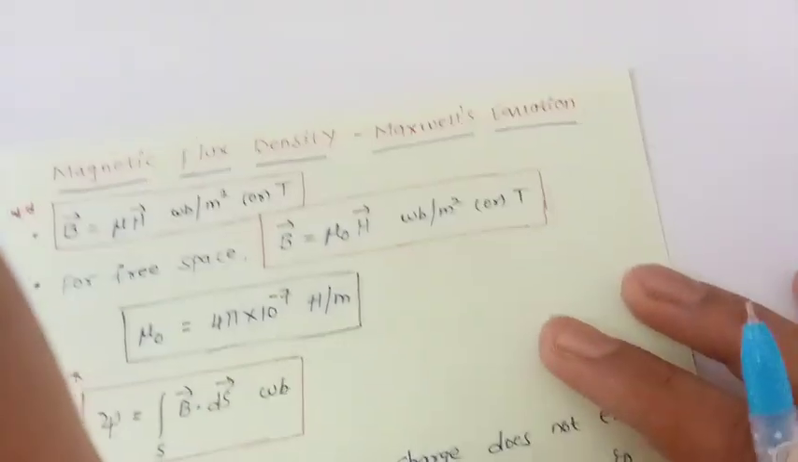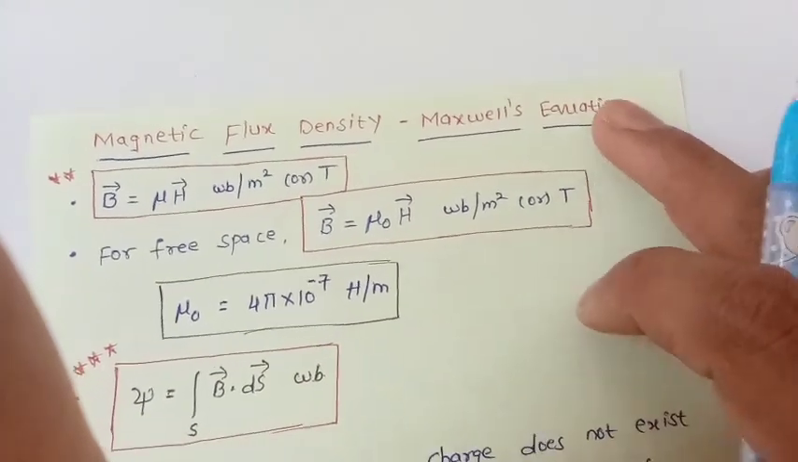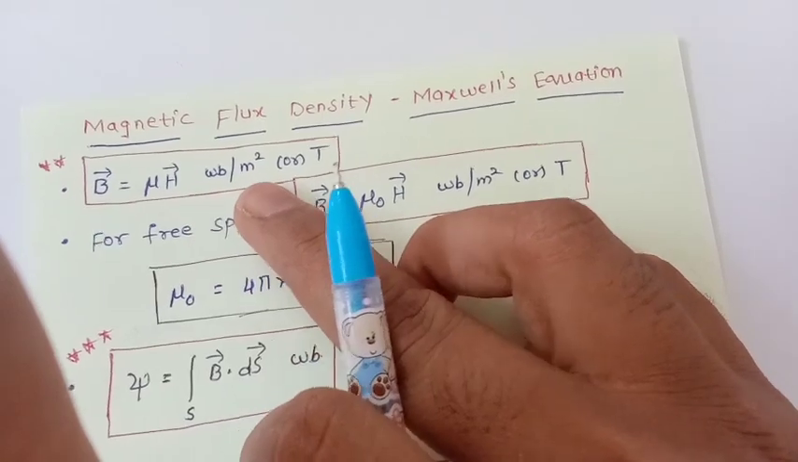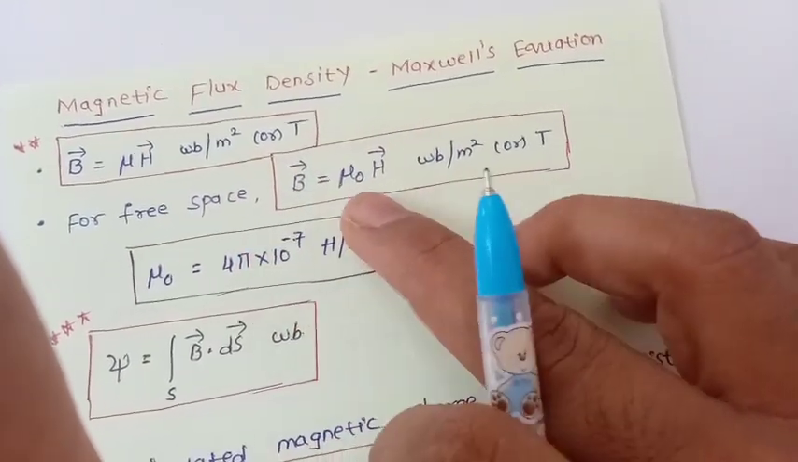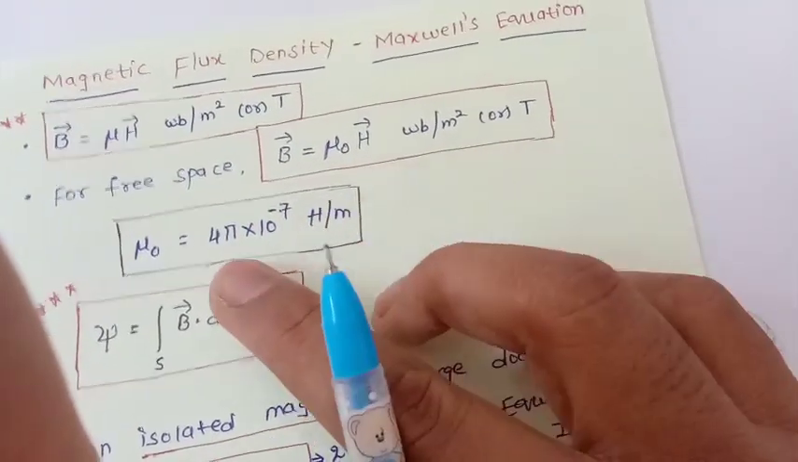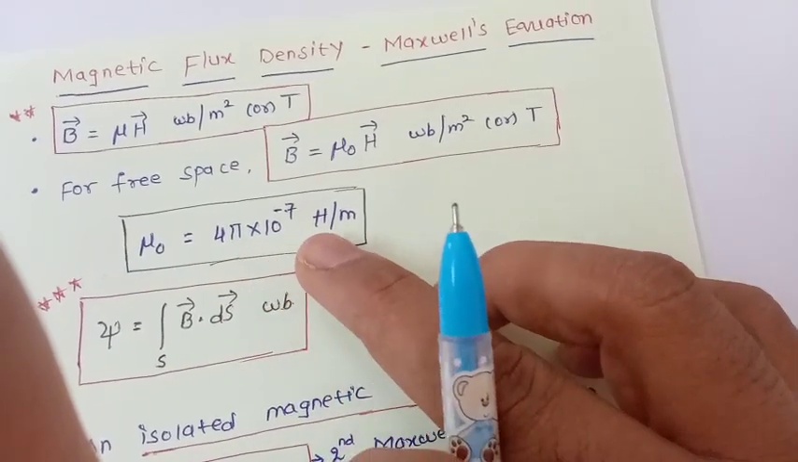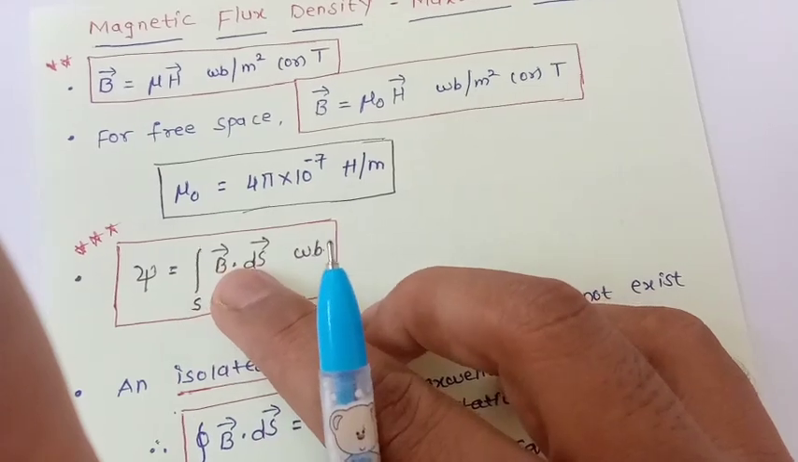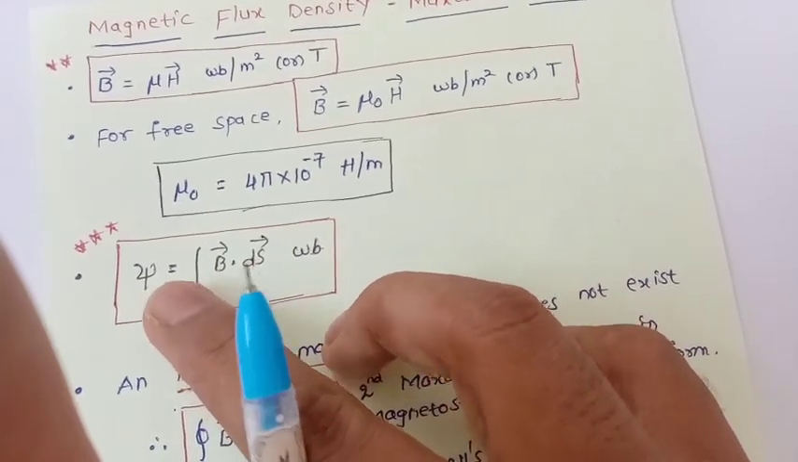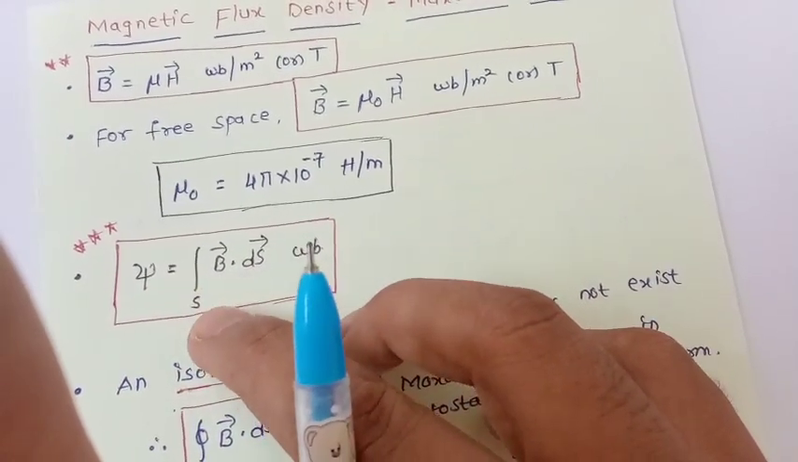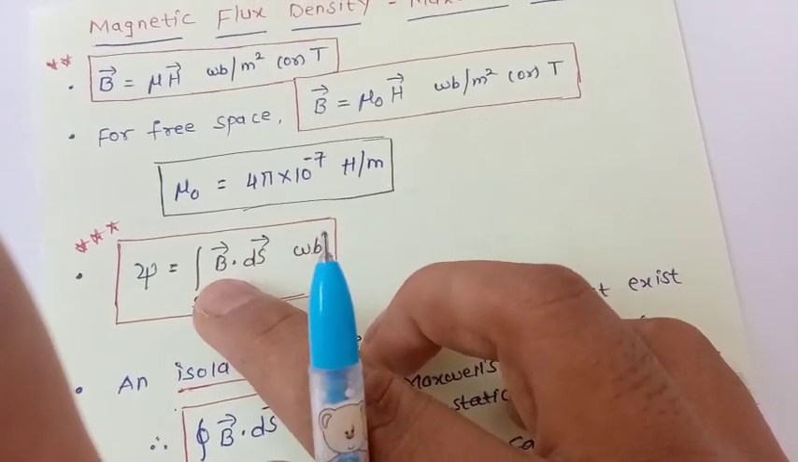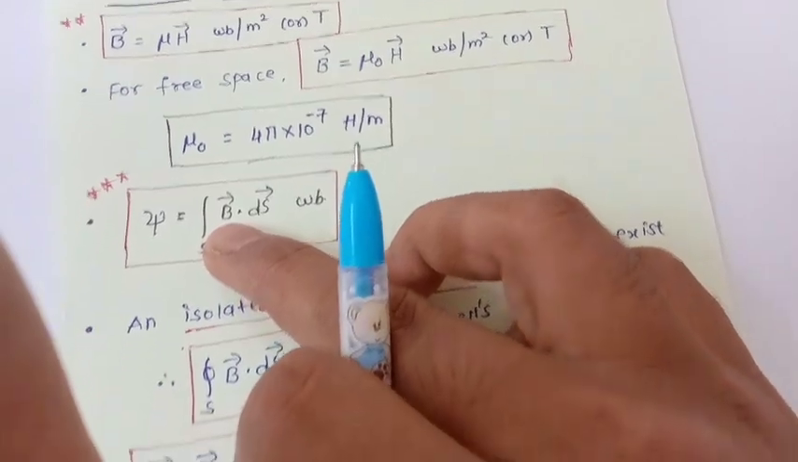Now, next topic is magnetic flux density or the second Maxwell's equation. We know that magnetic flux density B is equal to mu into H vector, Webers per meter square or Tesla. For free space it is mu naught, where mu naught is equal to 4 pi into 10 to the power of minus 7 henries per meter. Then a very important relation between magnetic flux density and magnetic flux: the magnetic flux is equal to the open surface integral of B bar dot dS bar. The units are Webers. Remember, it is an open surface integral, not a closed surface integral.